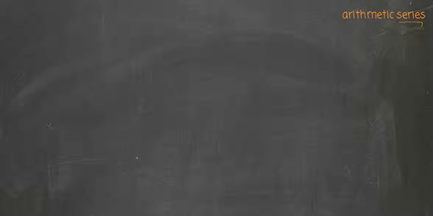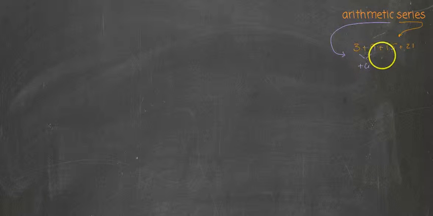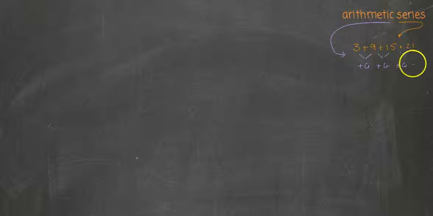So remember, a series is just a sequence with plus signs. So 3 plus 9 plus 15 plus 21. And it is arithmetic if there's a common difference between the terms. So in this case, d is the common difference, plus 6. And of course, the whole point of having a bunch of plus signs is to add those up and find a value for that sum.